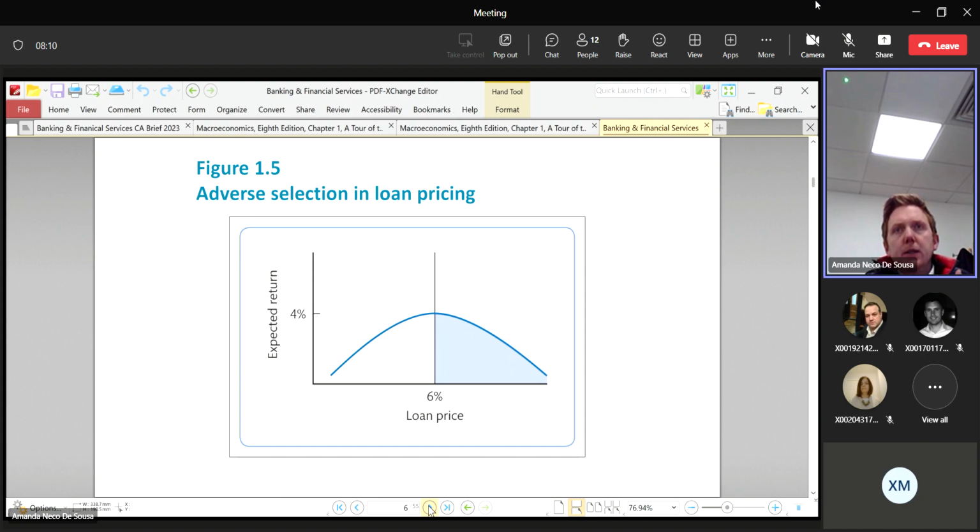In this example, it's up to a point where borrowers are prepared to pay about 6%. Any price above that level, represented by that shaded area on the right, will decrease the expected return for the bank, and that's known as adverse selection. So what does that mean? Well, only the most risky borrowers will be ready to accept a loan at a very high price, because likely they can't get a loan anywhere else, and they're less creditworthy.